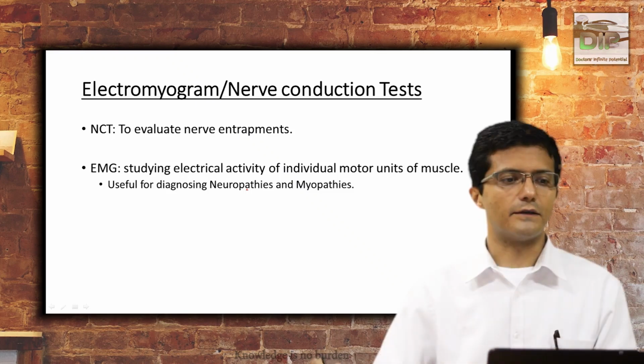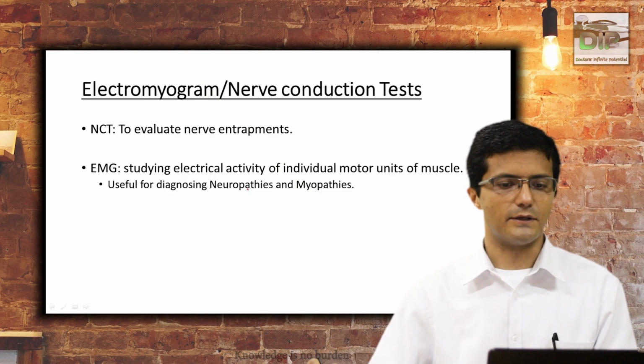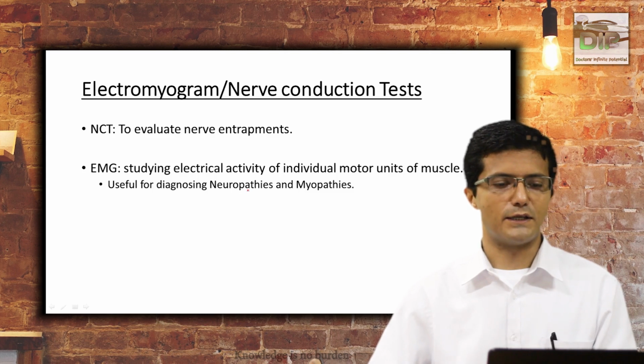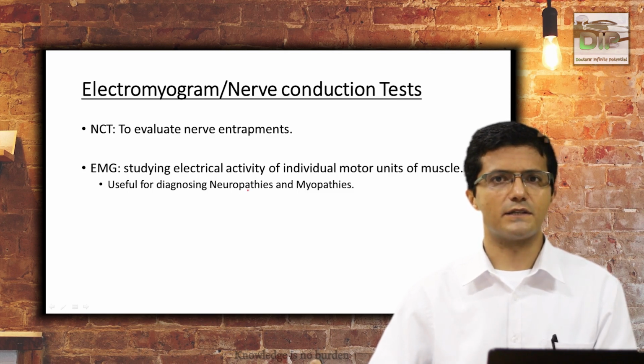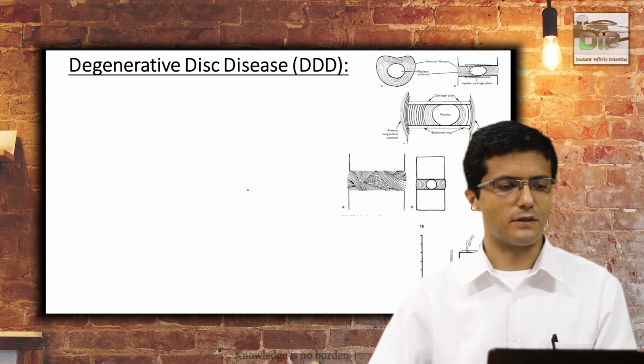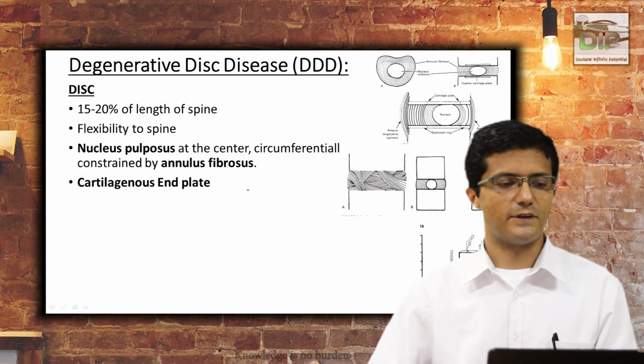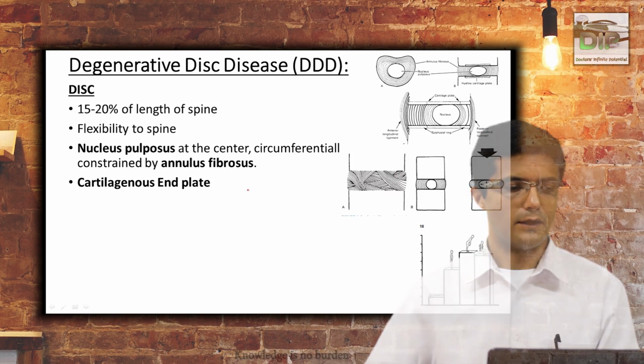So after understanding the initial clinical evaluation and imaging of the patients presenting to us with low back pain, we should be able to understand in detail about degenerative disc disorder, which is the most common cause of low back pain, especially in adults. To understand that, let's start with the normal anatomy of the disc, which makes up almost 15 to 20% of the length of the spine and provides flexibility to the spine.